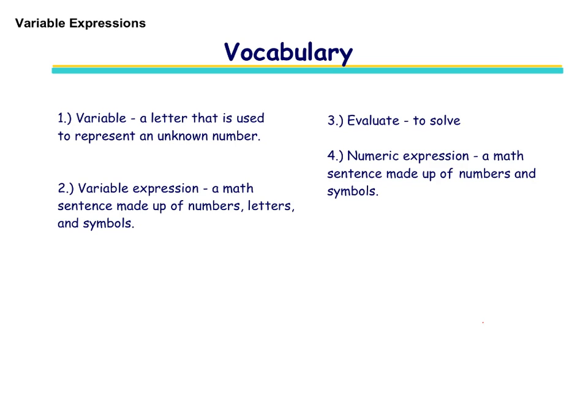In this lesson, we're going to review how to evaluate and how to write variable expressions. Let's take just a minute and review some vocabulary. Number one, a variable is a letter that's used to represent any unknown number. Often in algebra we use X, but you can use any letter that you choose. Two, a variable expression. This is a math sentence made up of numbers, letters, and symbols. So an example of a variable expression would be 5x plus 2. You see numbers, you see a variable, and you see symbols.